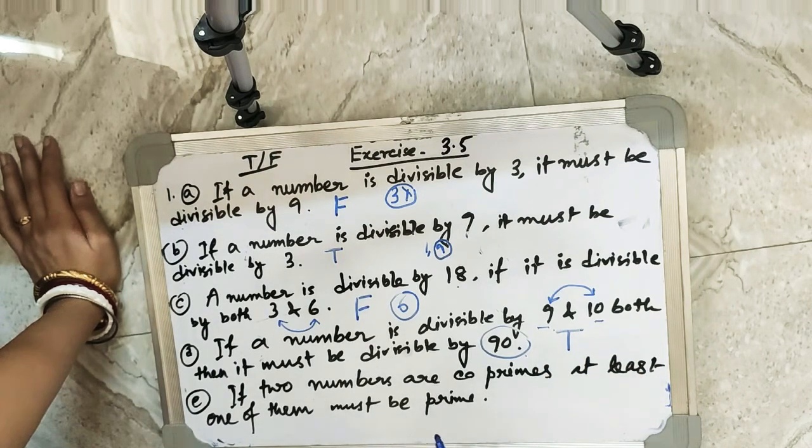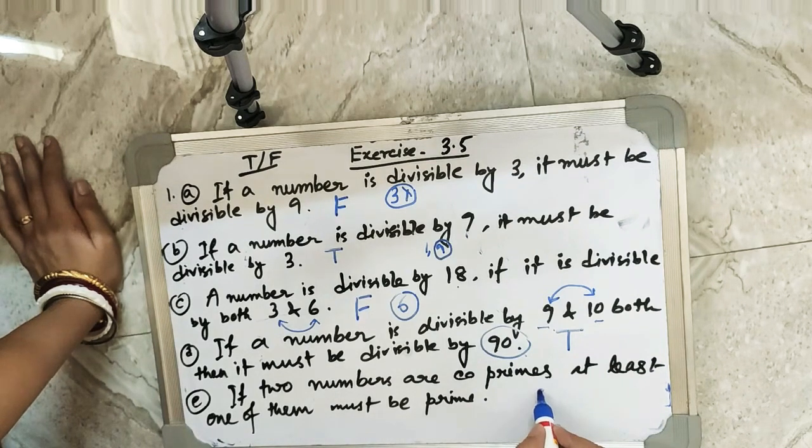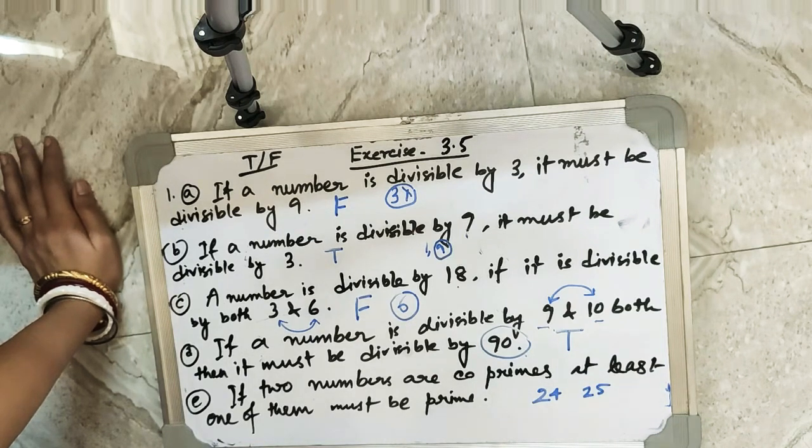Next, if two numbers are co-primes, at least one of them must be prime. Is it true? If we take 24 and 25, these two are co-prime numbers because they are consecutive numbers, but 24 is a composite number, 25 is also a composite number. That's why we can't say that at least one of them must be prime. These two numbers are co-prime, but both of them are composite, so this statement is false. Okay, let's proceed.